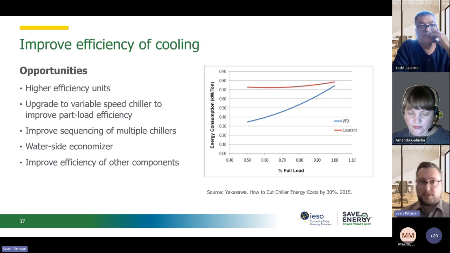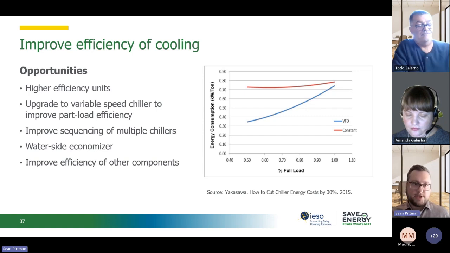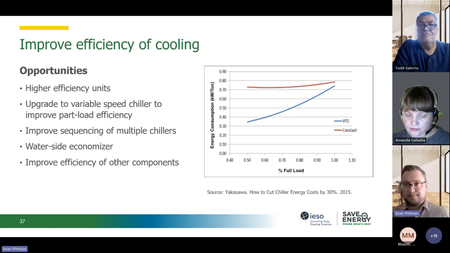We can also improve the efficiency of the cooling itself, so of this specific chiller. These are some of the common ones. You can upgrade to a higher efficiency unit, so just a straight one-for-one replacement. There are some really high efficiency units out now that will just perform at a better efficiency rating. We can also upgrade to variable speed chillers to improve part load efficiency.